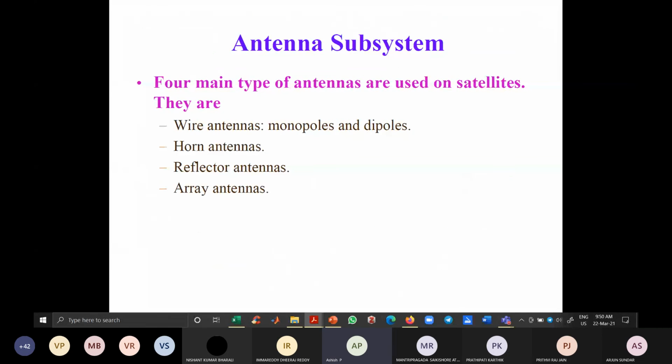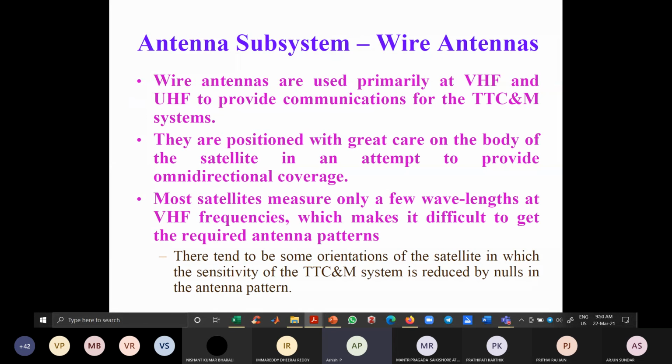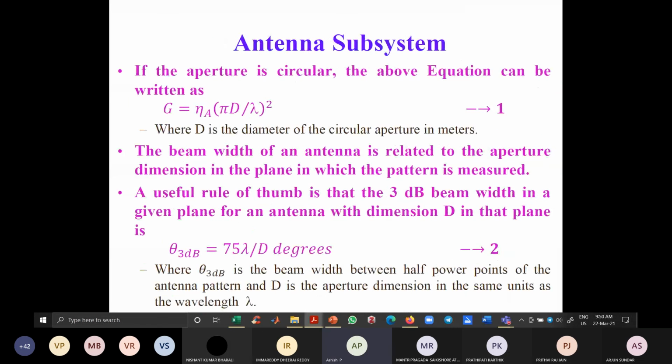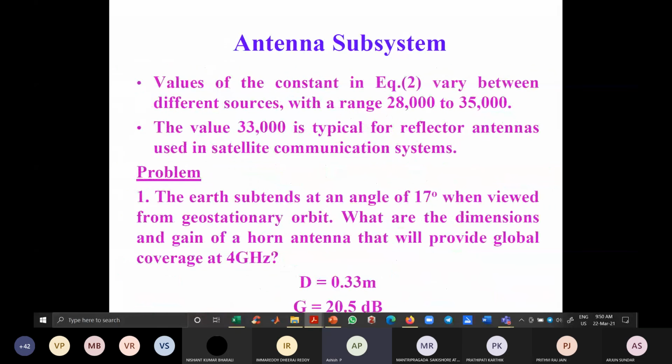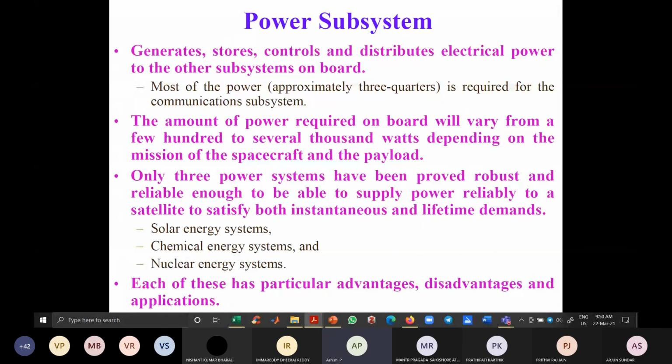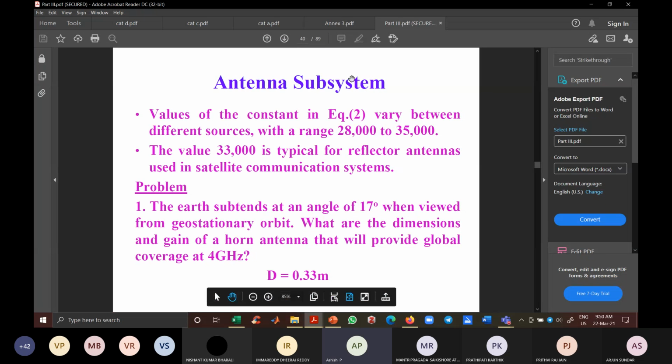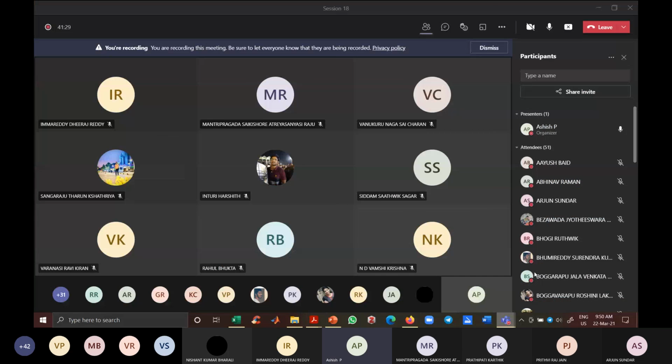Then all these things: wire antennas, horn antennas, reflector antennas. All these things we will see in the next class. As such, antennas itself is a separate subject, but here whatever is relevant to our subject, we will extract that.